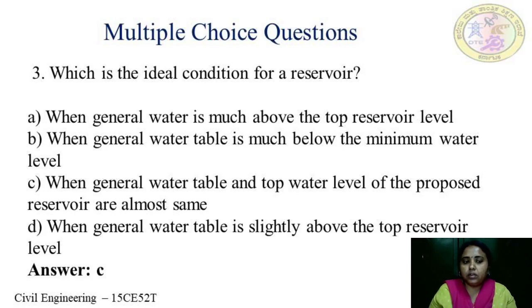The answer is C, because the general water table of the area and the top water level of the proposed reservoir are almost the same. This is an ideal situation which ensures that a no loss, no gain condition exists, but generally it is not available on a larger scale.